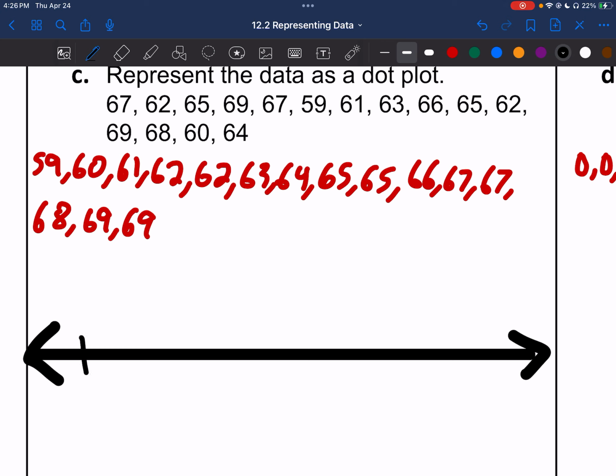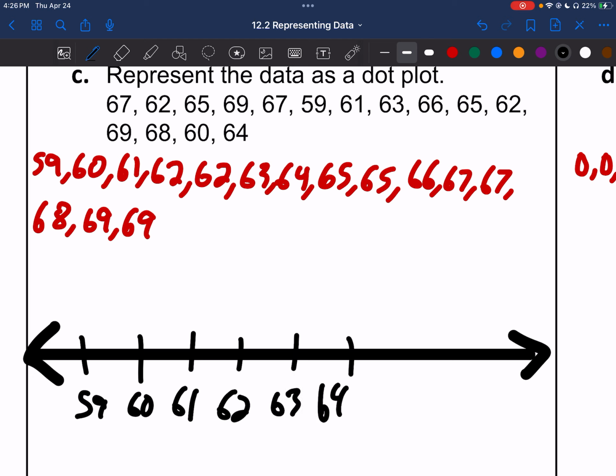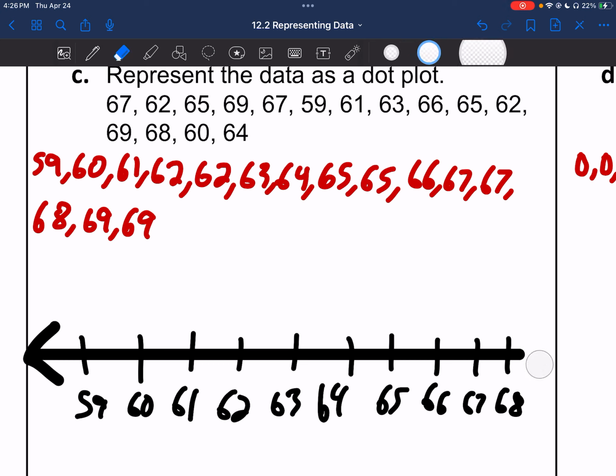So 59, 60, 61, 62, 63, 64, 65, 66, 67, 68. We're going to need to extend the line a little bit. And we have 69. And there's our arrow. All right. So now we're going to plot our dots to correspond with the values.